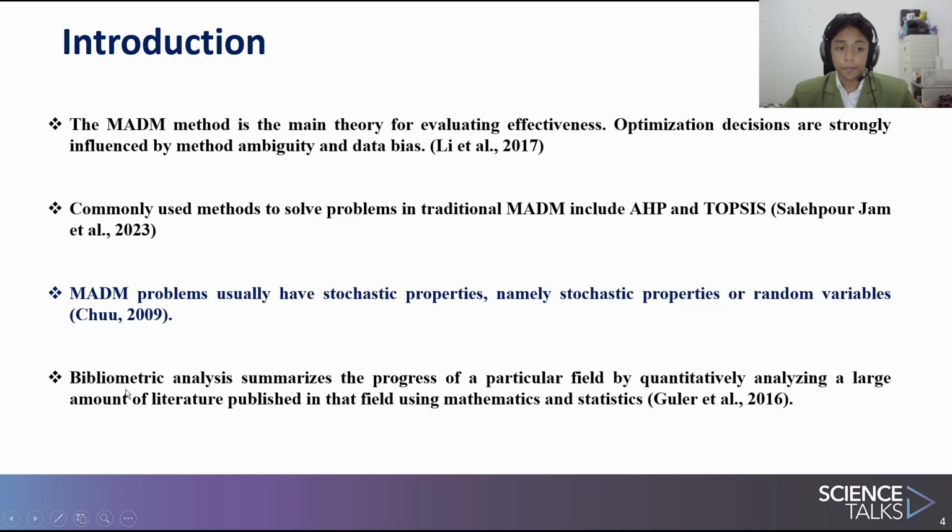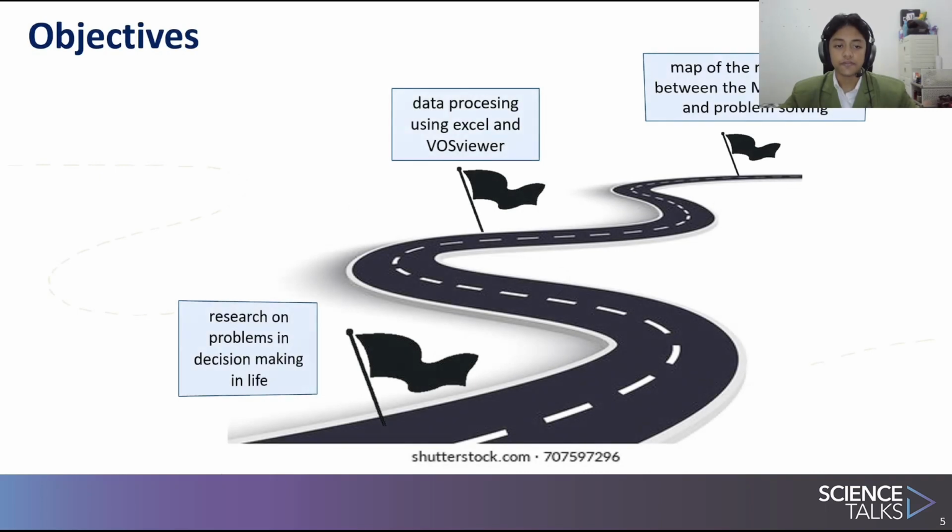The last is that bibliometric analysis summarizes the progress of a particular field by quantitatively analyzing a large amount of literature published in the field using mathematics and statistics. It plays an important role in understanding research centers by explaining global research trends in a particular field and identifying the contribution of various authors, institutions, and countries in the field. Application of MADM in decision making. Then we go to objective.